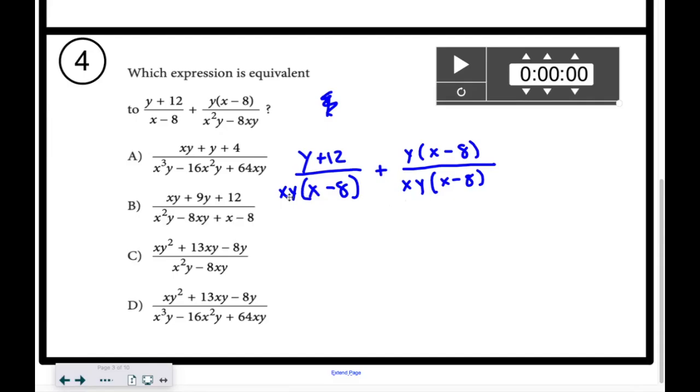So that means if I multiply the bottom by xy, I multiply the top by xy. So then it's just straightforward distribute. I get xy squared plus 12xy.